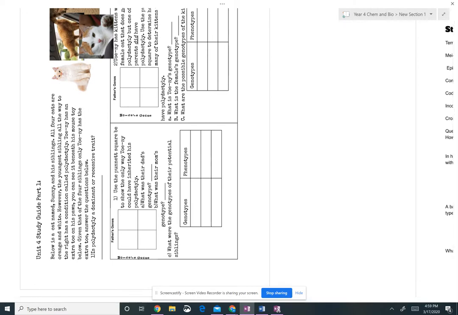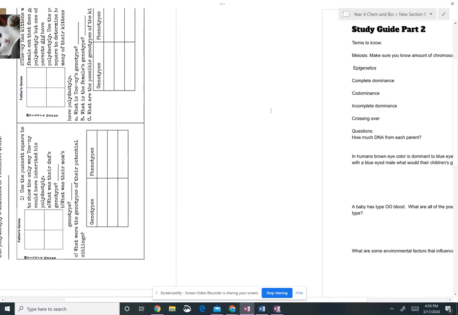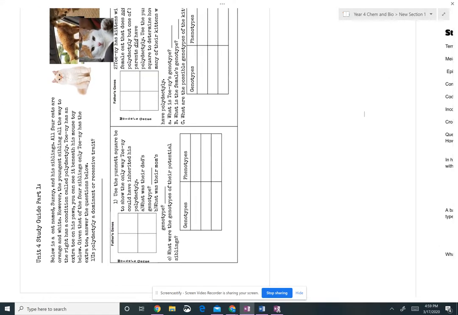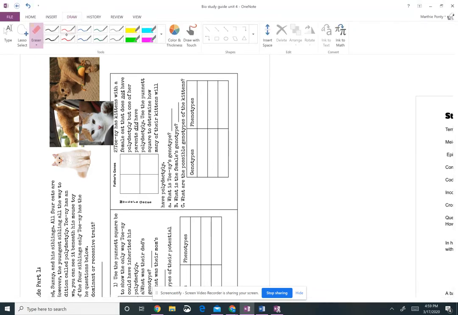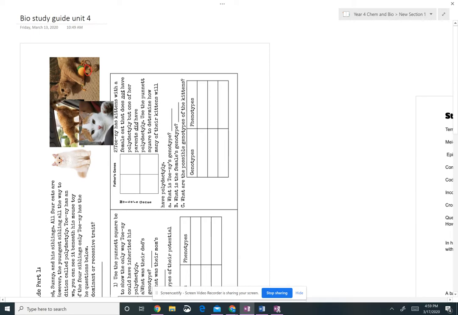So it says, below is a cat named Sunny. Sunny and his siblings, all four of the cats are orange and white. However, the youngest sibling, all the way to the right, has a condition called polydactyly. Tony has an extra toe on his paws, and you can see it below the mouth toy. So this is Tony, and that's his extra paw. If you guys can see that right there. So that is going to be the condition that we're going to be working with, and that's his extra toe right there.